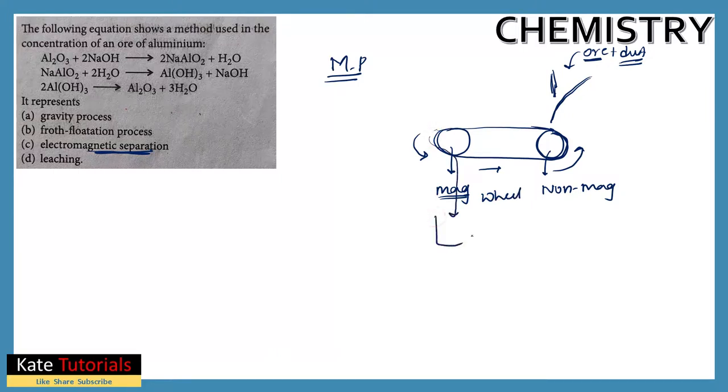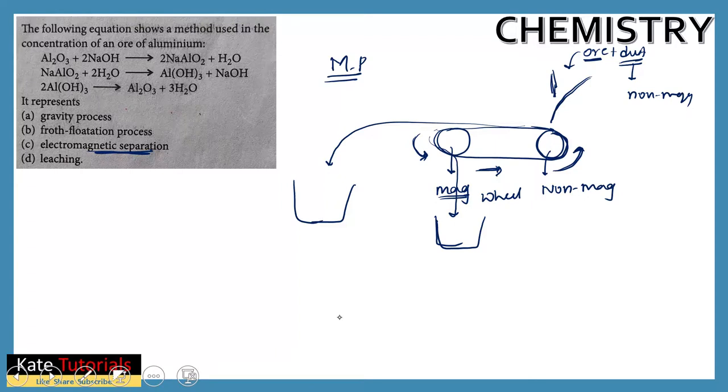As it is attracted, it falls near here only. So here we put a container. Since it is attracted to this magnetic wheel, it falls here. Whereas dust particles are non-magnetic, so they are not attracted by this magnet. Because of the fast movement, the dust particles are separated away from the magnetic wheel. This is how we separate dust and magnetic ore.